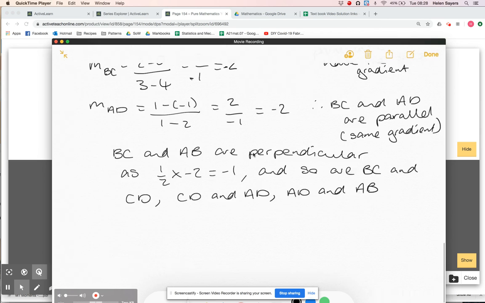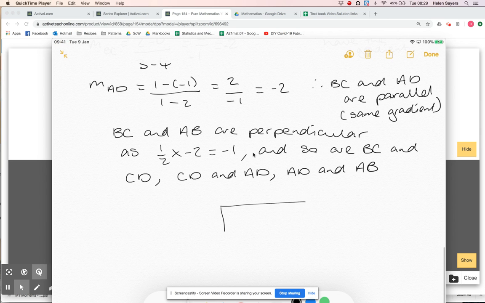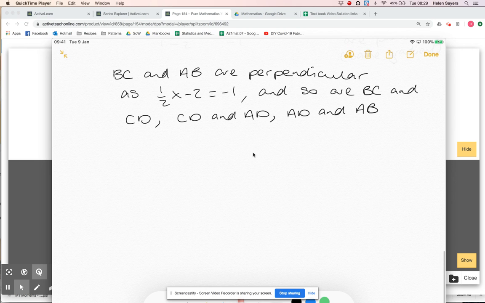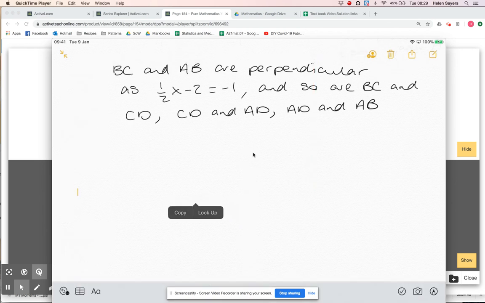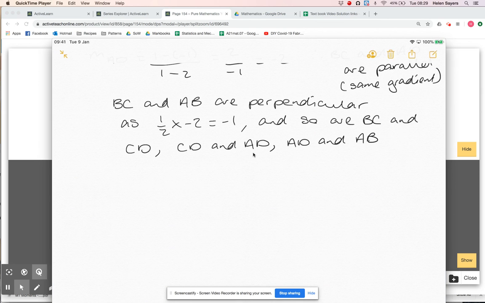Okay, but that's still not enough, because just because the opposite pairs of sides are parallel and the adjacent sides are perpendicular, that could be a rectangle. So I do still need to think about the lengths.